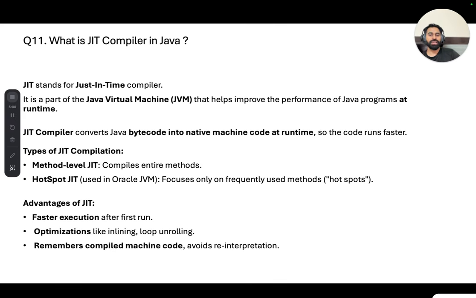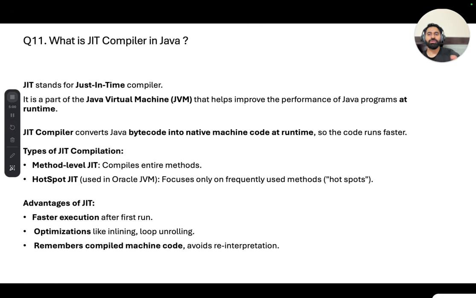So the advantage of the JIT compiler is faster execution. Why? Because it uses HotSpot JIT. First, optimizations like inlining and loop unrolling. Remember, it compiles to machine code and avoids interpretation. So these are some points which you have to check.